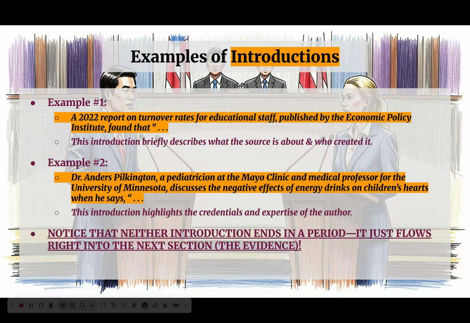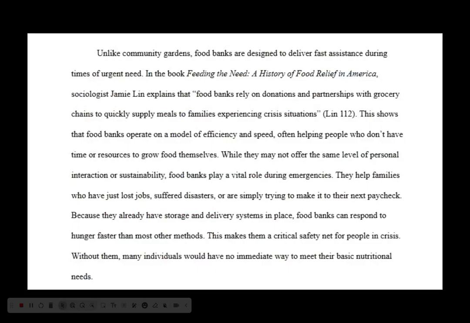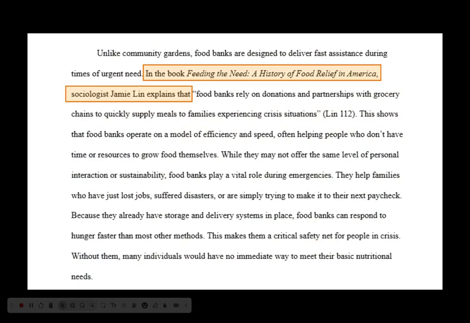Notice that in both of these, there's no period that's ending the introduction. Notice it flows into the evidence, which is not mentioned here, but you can see the quotation starting that evidence. So we've got a comma here, we've got nothing here. Either way, these are not full sentences by themselves. Our introduction in this example paragraph is in the book, Feeding the Need, A History of Food Relief in America. Sociologist Jamie Lynn explains that. So we've introduced the source, we've introduced the author to hopefully add some credibility to our evidence.